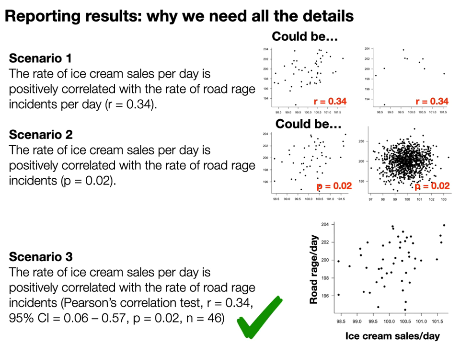And so here's the kind of best case scenario where all the information is reported. And it's useful to show the data as well so that readers can investigate the ranges of values in your sample and whether the data really do meet the assumptions of running a correlation test.